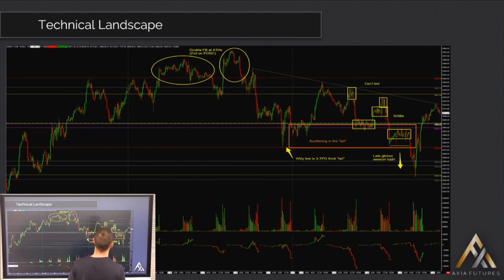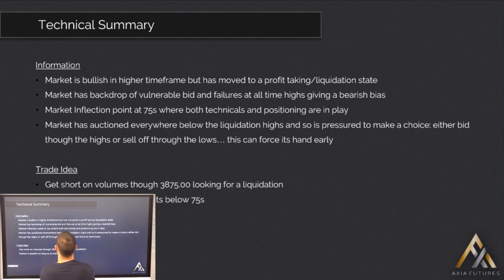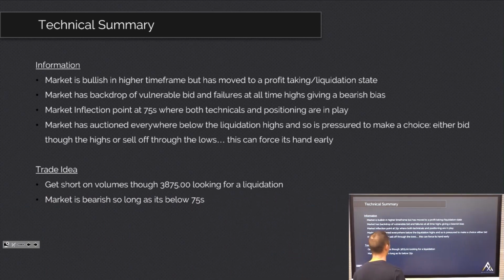So let's just go back to a quick summary. The market's bullish in the higher time frame, but has moved to this profit-taking, such a liquidation state. The market's got a backdrop of a vulnerable bid and failures at all-time highs, giving it a bearish bias. The market's got this inflection point at 75s, where both the technicals and positioning are in place. So i.e. by positioning, all the longs are being forced offside. The market is auctioned everywhere below the liquidation highs, and so is pressured to make a choice.